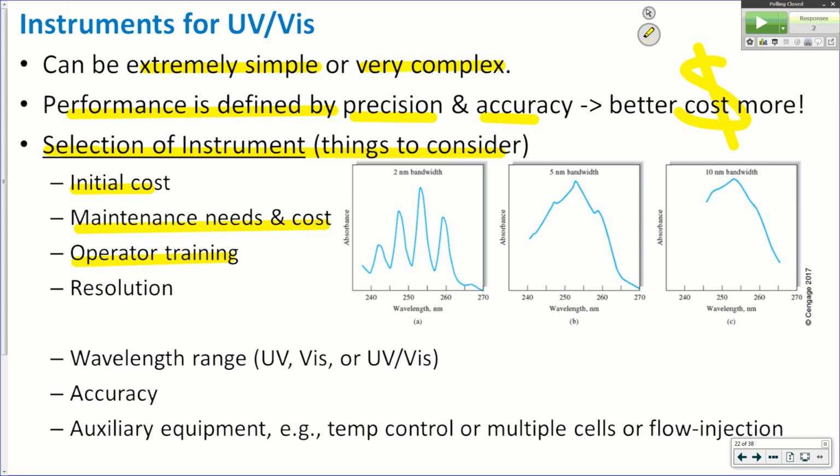And then the other thing that's probably the biggest factor that relates to cost is what is the actual resolution that I need. And I copied this figure out of the text. So this is an example of a benzene vapor. We talked about it before at some different settings on the instrument. So this is an instrument with adjustable bandwidth. So is 2 nanometer bandwidth required?